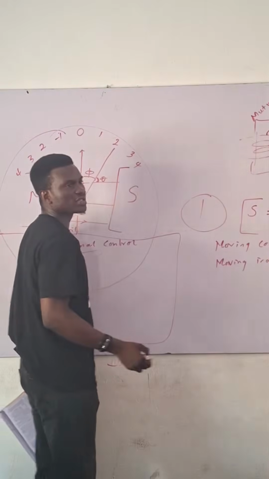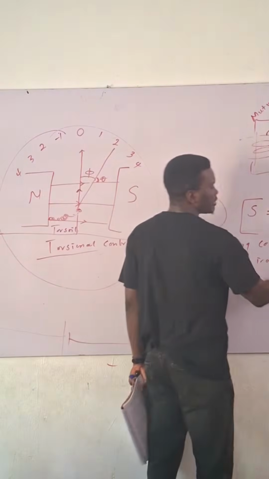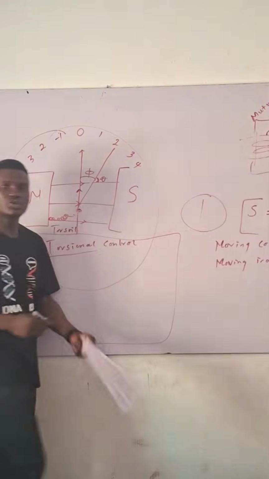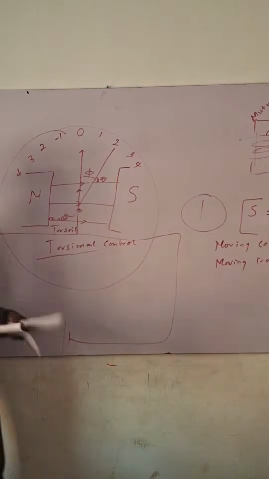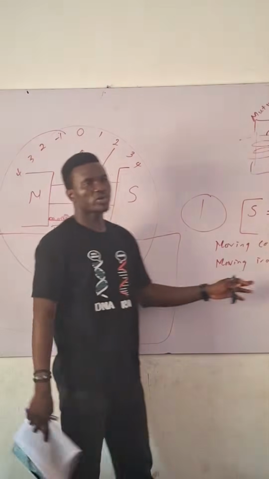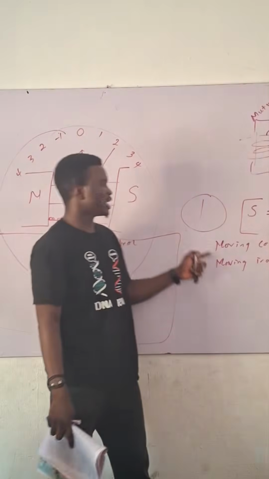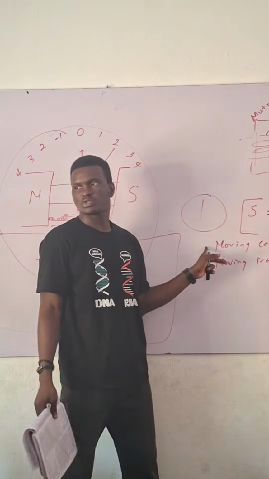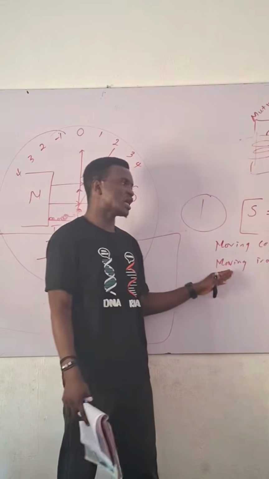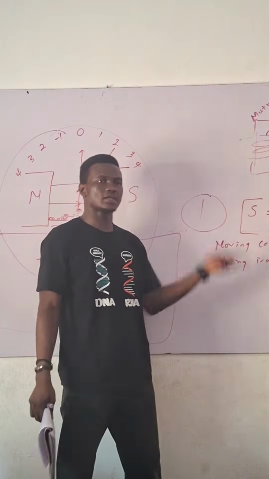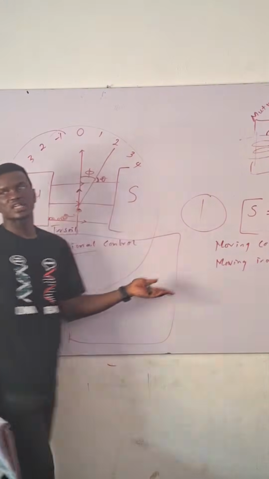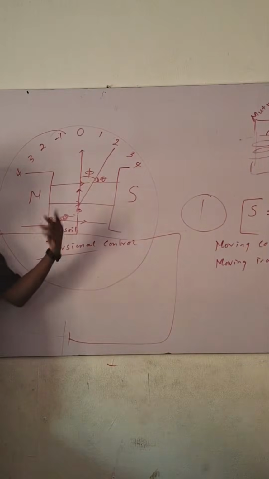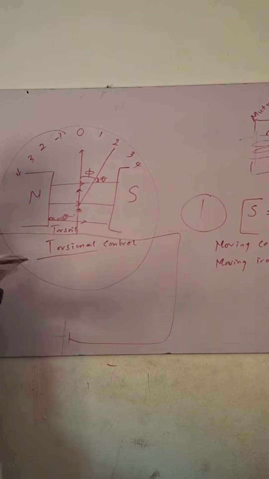The first difference is the scale. Which one of them has a uniform scale? Moving coil has a uniform scale, but moving iron does not have a uniform scale. Another thing is that moving coil only measures DC. But your moving iron measures both AC and DC. That's the assignment I gave you. So now that I'm talking about it again, if you did your assignment, it will be clearer and better.